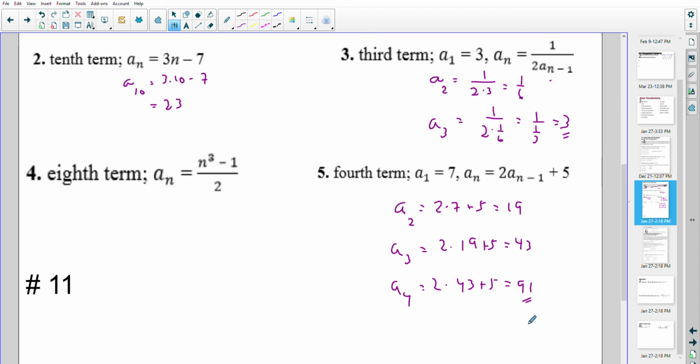So you have explicit, which means you have some sort of a formula, and you have recursive, which is based on the previous term or the term before the previous term.